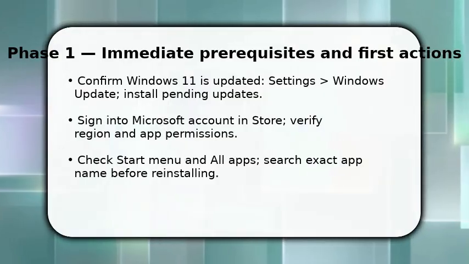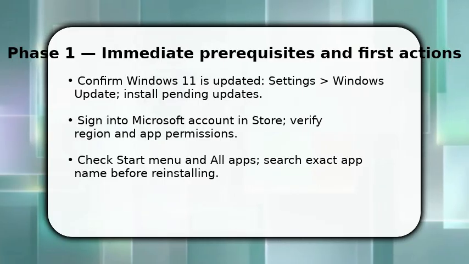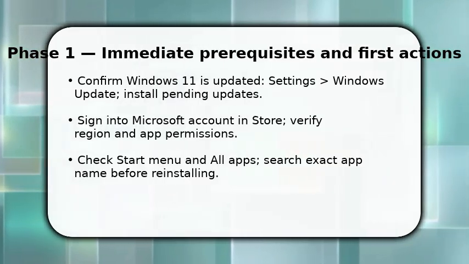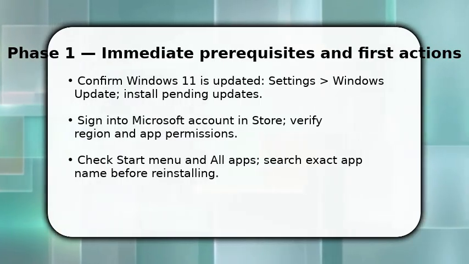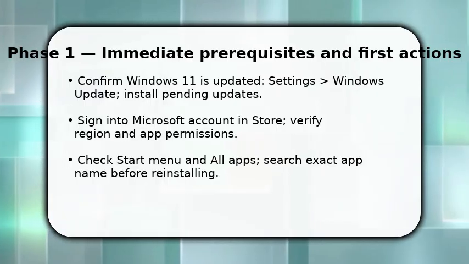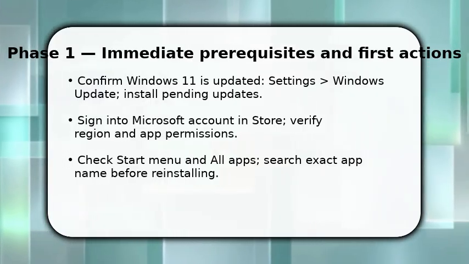You start by confirming core prerequisites so the fixes will apply. Check Settings, Windows Update, and install all pending updates. Once done, restart. You must sign into the Microsoft Store with the same account used previously and make sure your region and app permissions match.